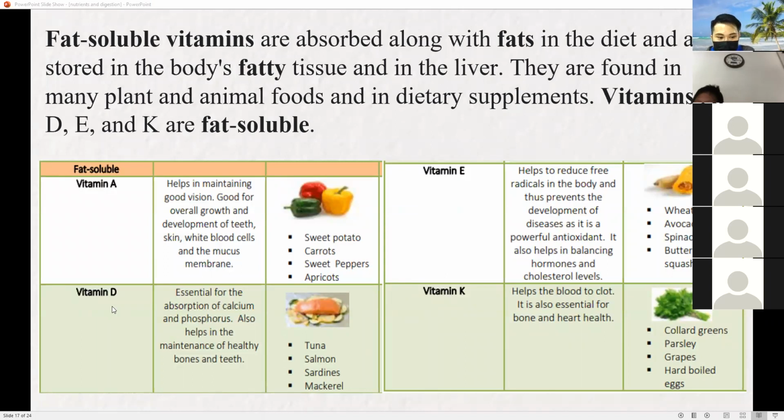Okay, next, vitamin D. We can get vitamin D from tuna, salmon, sardines, and mackerel.